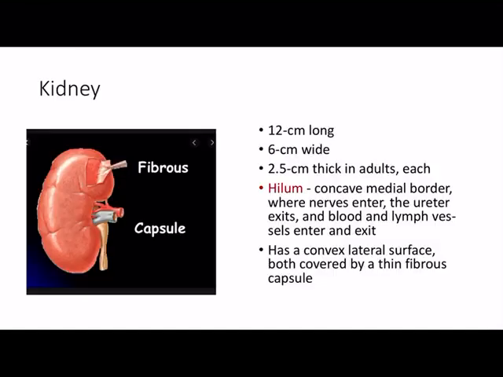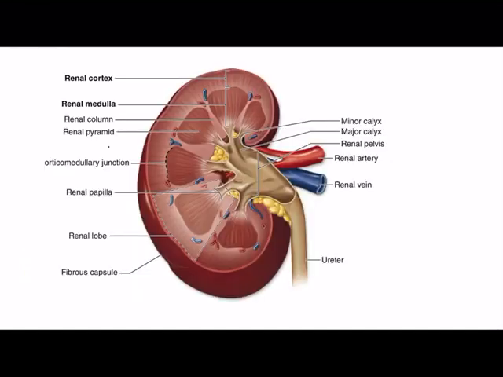So you have your kidney here, as you can see. It is 12 cm long, 6 cm wide, and 2.5 cm thick in adults. It has a hilum with a concave medial border where nerves enter, the ureter exits, and blood and lymph vessels enter. It has a convex lateral surface, both covered by a thin fibrous capsule.